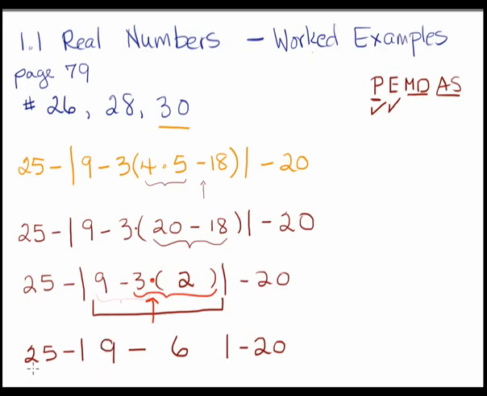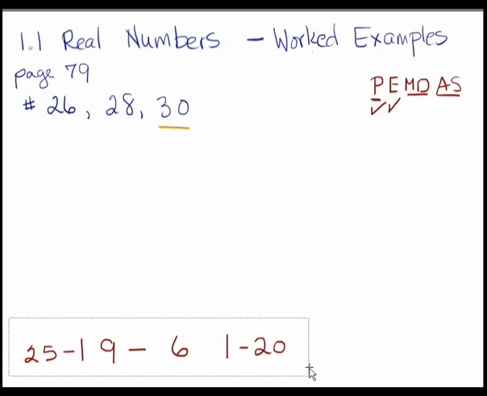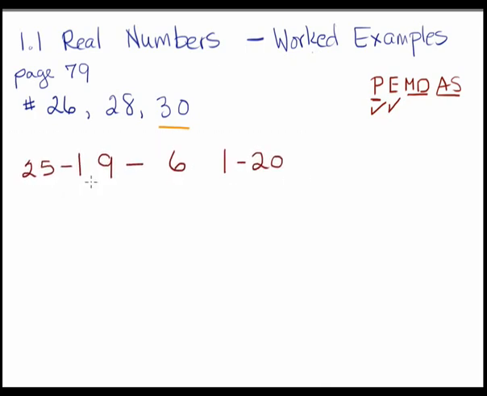Now I have a problem that looks more like this. 25 minus the absolute value of 9 minus 6 minus 20. Move that up the page so we can continue working. Since absolute value bars are like parentheses, the next thing I must do is the 9 minus 6. So once again, I'm going to copy down the rest of the problem so that I don't forget to do the work with those numbers when I'm done. 9 minus 6 is 3.